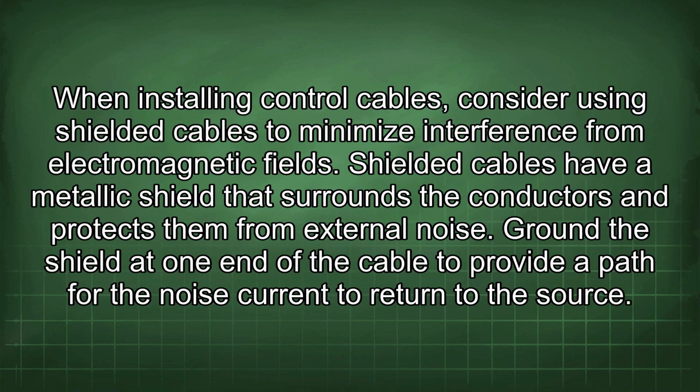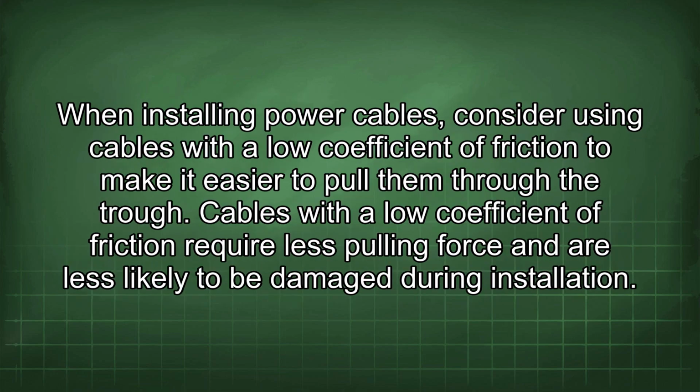When installing control cables, consider using shielded cables to minimize interference from electromagnetic fields. Shielded cables have a metallic shield that surrounds the conductors and protects them from external noise. Ground the shield at one end of the cable to provide a path for the noise current to return to the source.